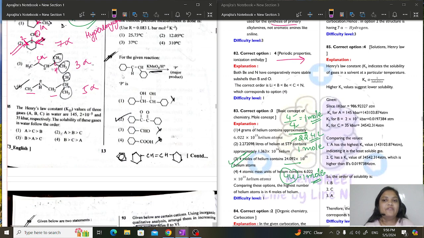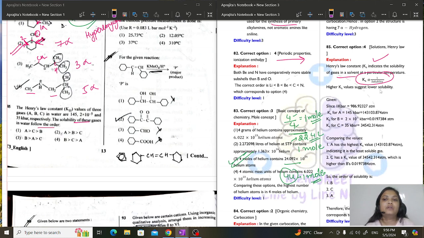Question number 85 is given. Henry law constants are given for 3 gases. We have to tell the solubility of these gases. Clearly, we know that the Henry law constant indicates the solubility of gases in a solvent at a particular temperature, and solubility is inversely proportional to the Henry law constant.